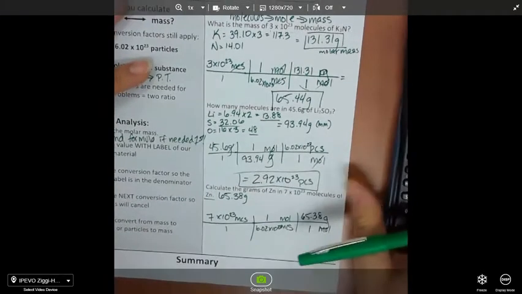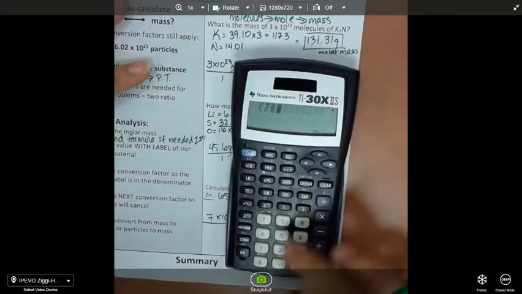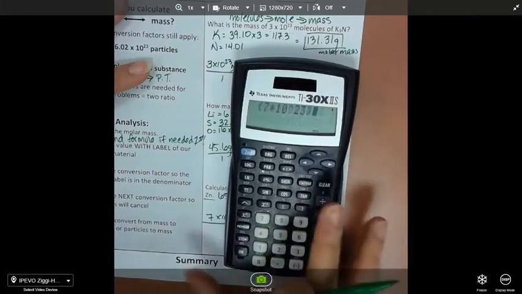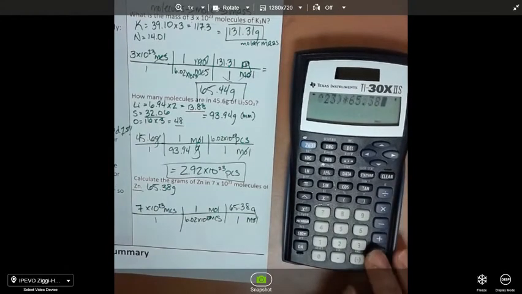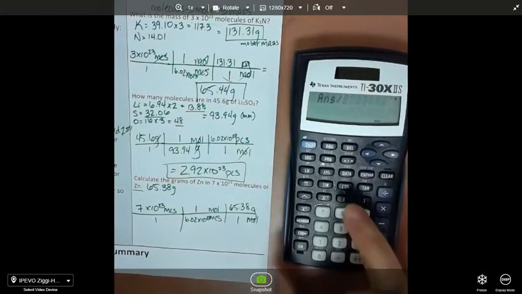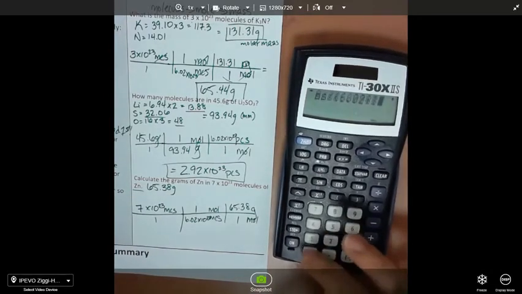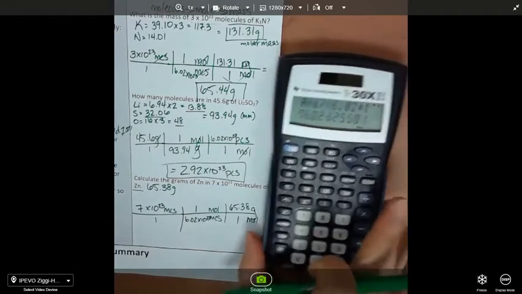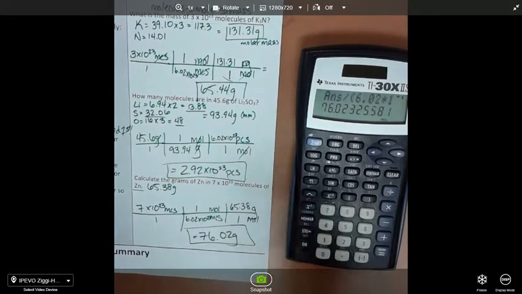All right, let's do the math. Make sure you use parentheses around these two numbers. So we have 7 times 10 to the 23rd times 65.38. Okay, we get 4.576 times 10 to the 25th. Now we need to divide the answer by, use parentheses, 6.02 times 10 to the 23rd. And we get a number like 76.02 grams. That is our answer.